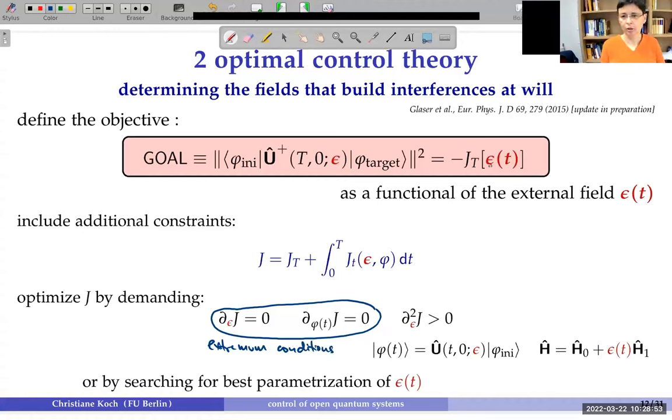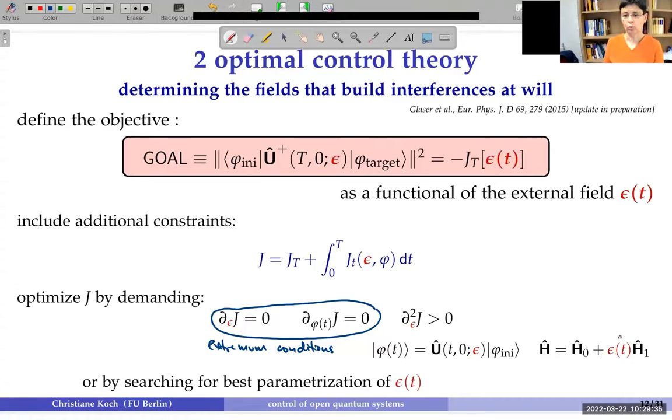Because our functional depends on the external field, it also depends on the state that is evolving. So if I want this to be extremal, both the variations, with respect to the control and with respect to the states, have to be zero. And of course, what we also include in this prescription is that we at least formally know the time evolution. We can calculate the time evolution, which is generated by this Hamiltonian.